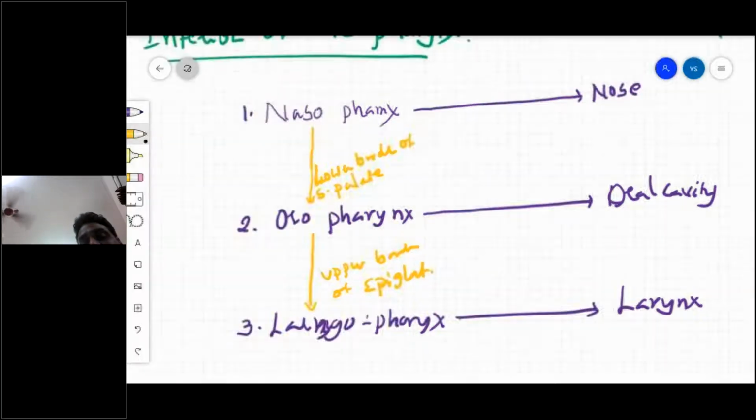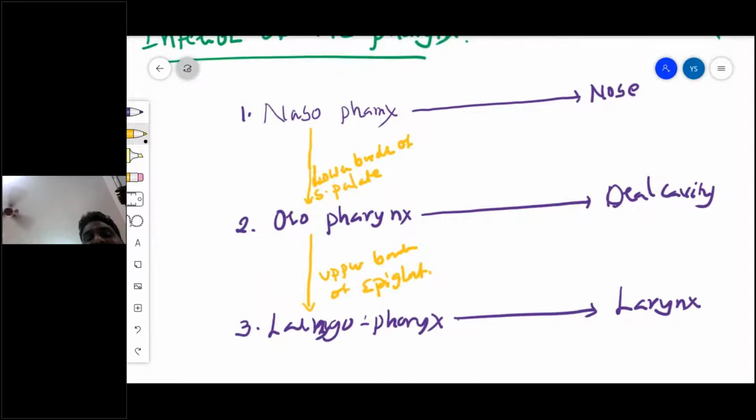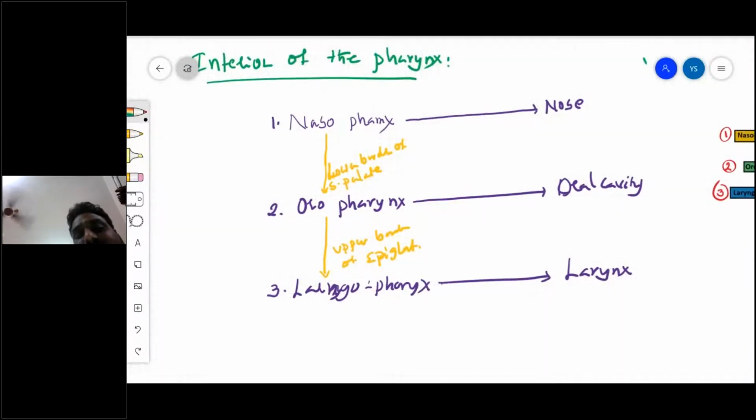And here we can see the anterior communications of these 3 parts. For example, nasopharynx anteriorly communicates with the nose through choanae. This thing I have shown you in the picture. What are the boundaries of choanae? We will learn later. Like that, oropharynx anteriorly communicates with the oral cavity through the oropharyngeal isthmus.